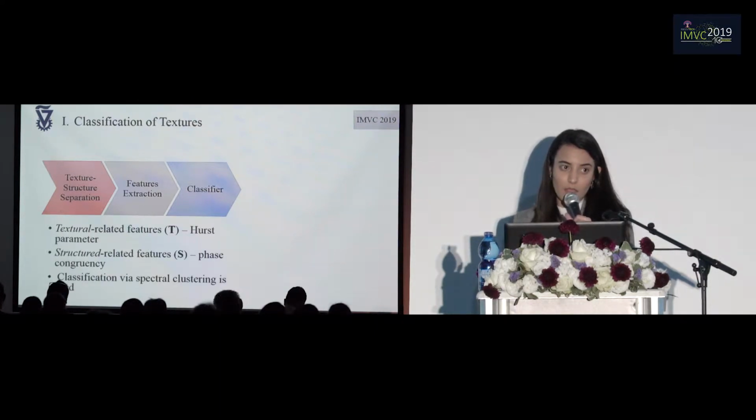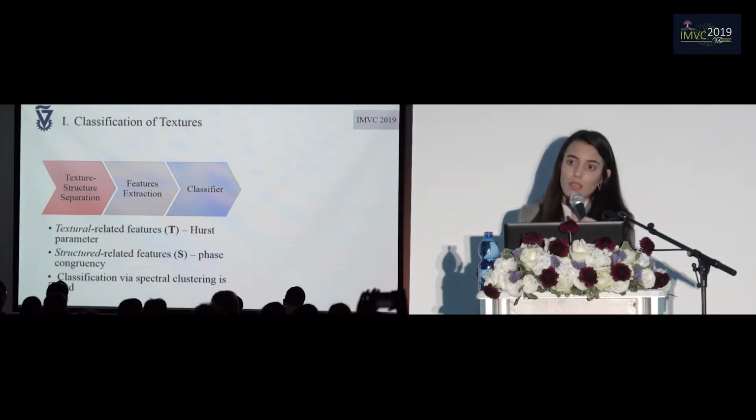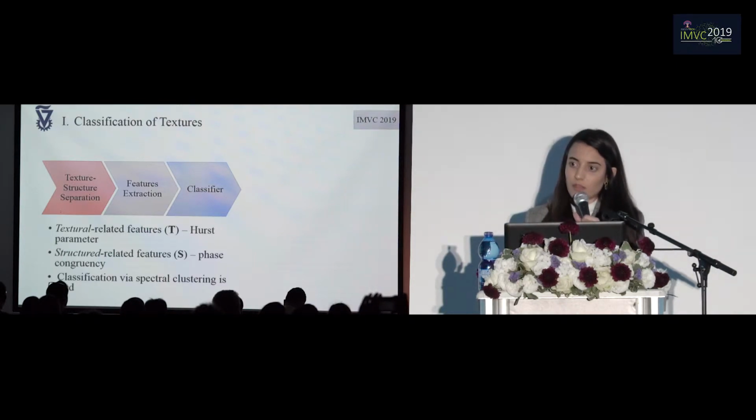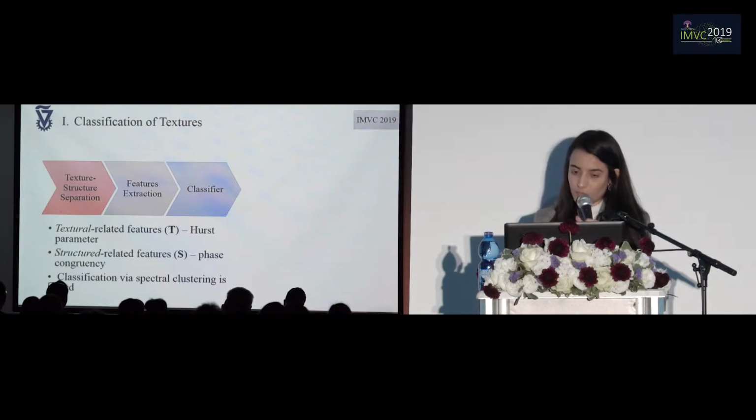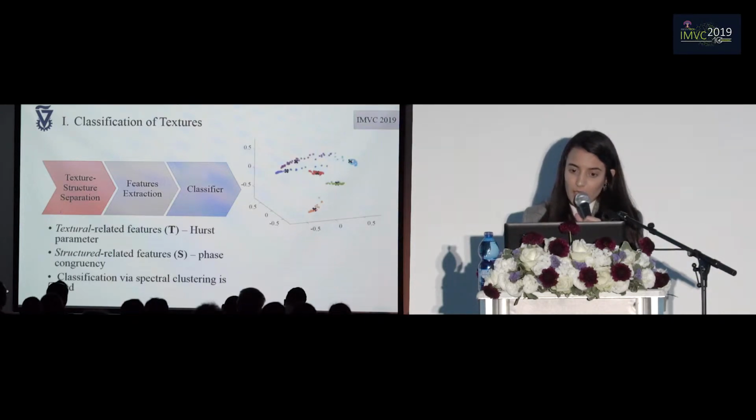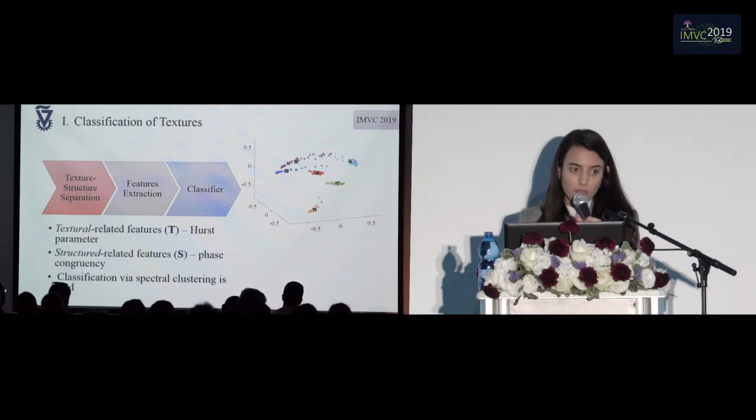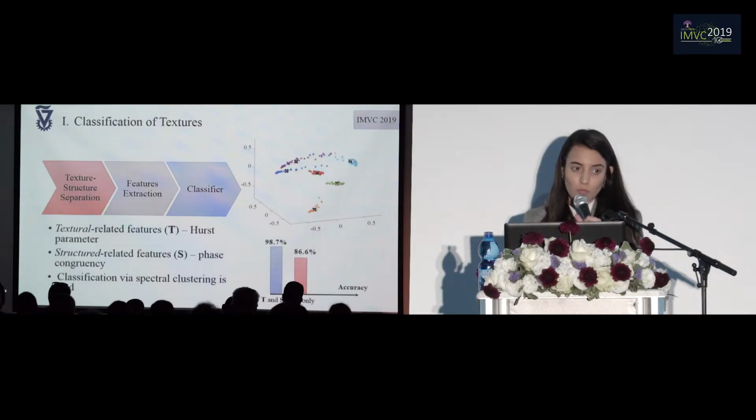Here for this task, we use spectral clustering for this purpose. So as we see here, we get almost full separation between the corresponding classes. And indeed, the fusion of both structural and textural information is essential in order to boost the accuracy of the classification.